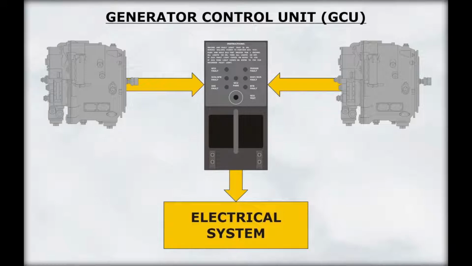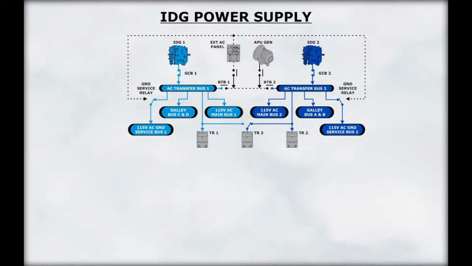The GCU will allow the generator to connect to the electrical system only if the generator output, both voltage and frequency, are within limits. There are no provisions for paralleling electrical power sources. Therefore, only one power source can be connected to a power bus at any given time. In this example, the IDGs are powering their respective transfer buses.